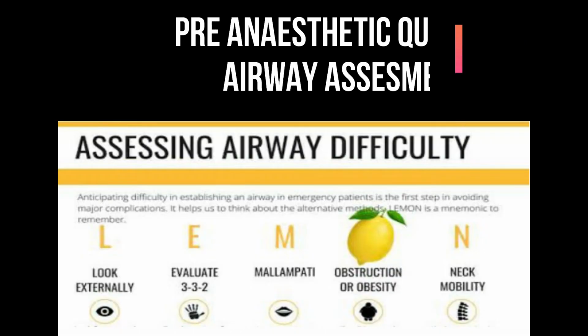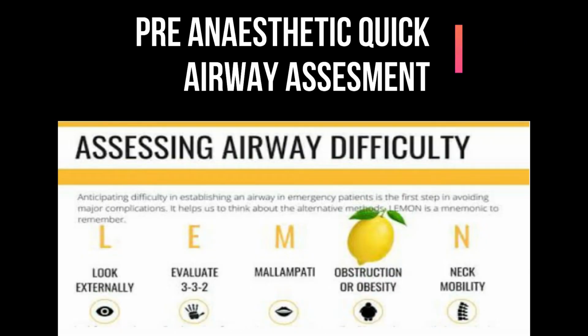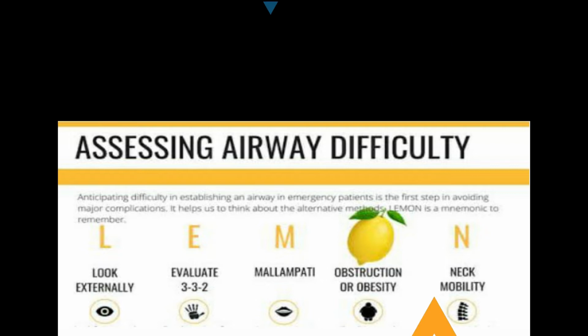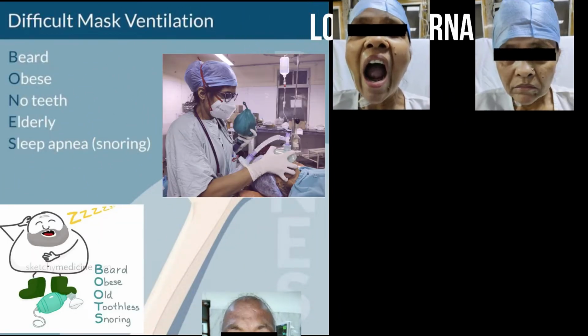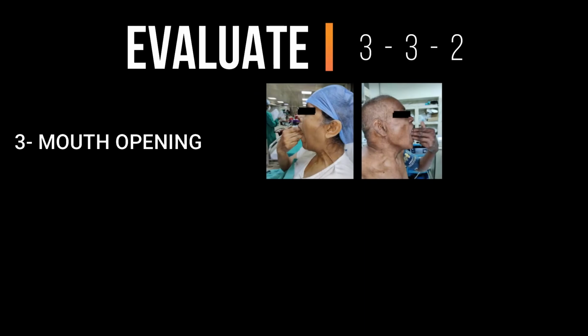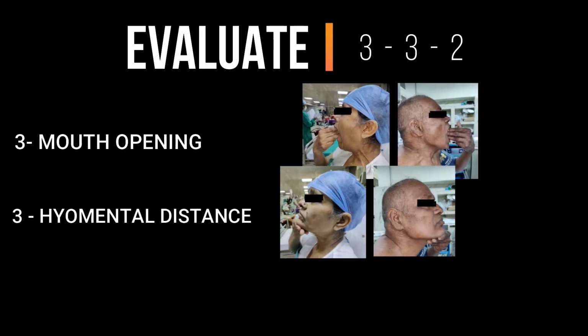The first step in the process of intubation is quick airway assessment. The mnemonic LEMON makes it easy to remember. Look externally for features which may pose difficulty in bag and mask ventilation. Evaluate with the 3-3-2 examination. Three fingers signify adequate mouth opening. Three fingers for hyomental distance. Two fingers between the thyroid cartilage and the floor of the mouth.